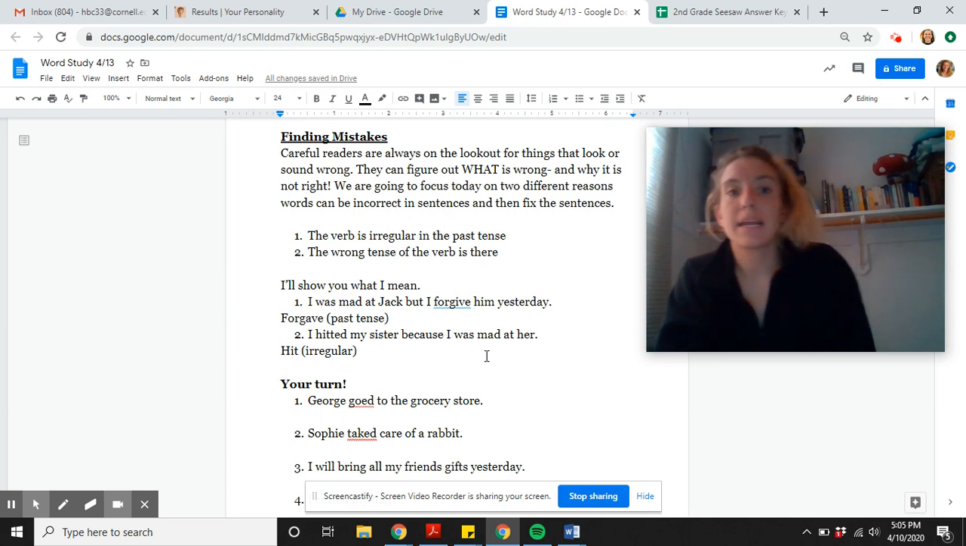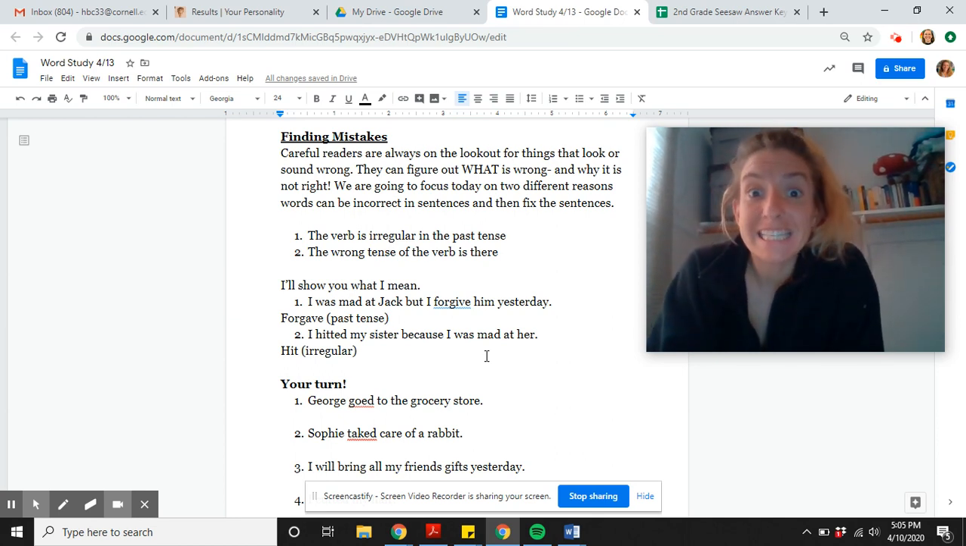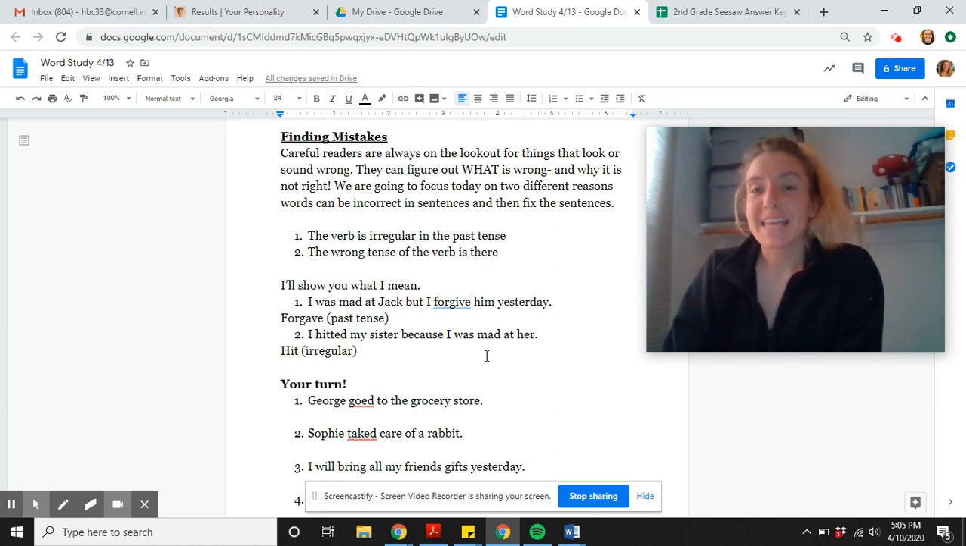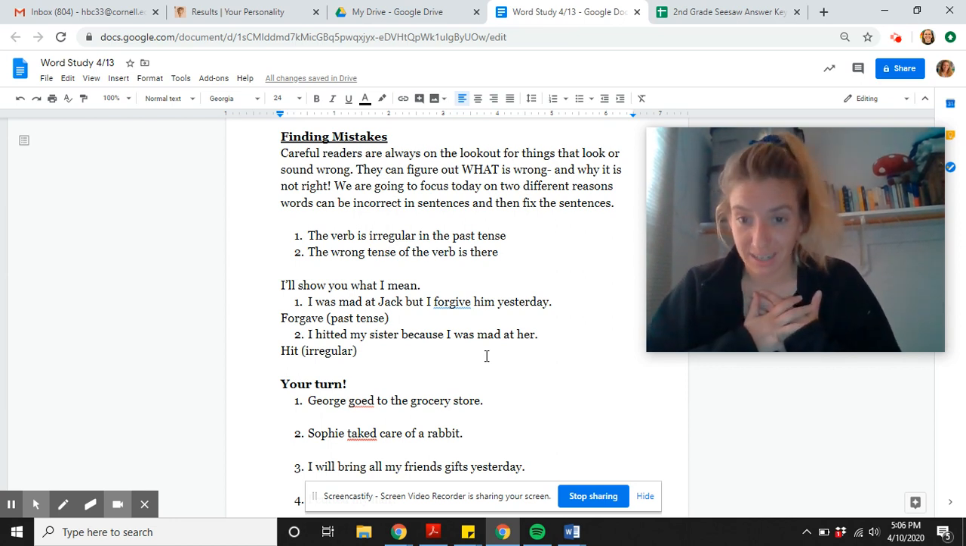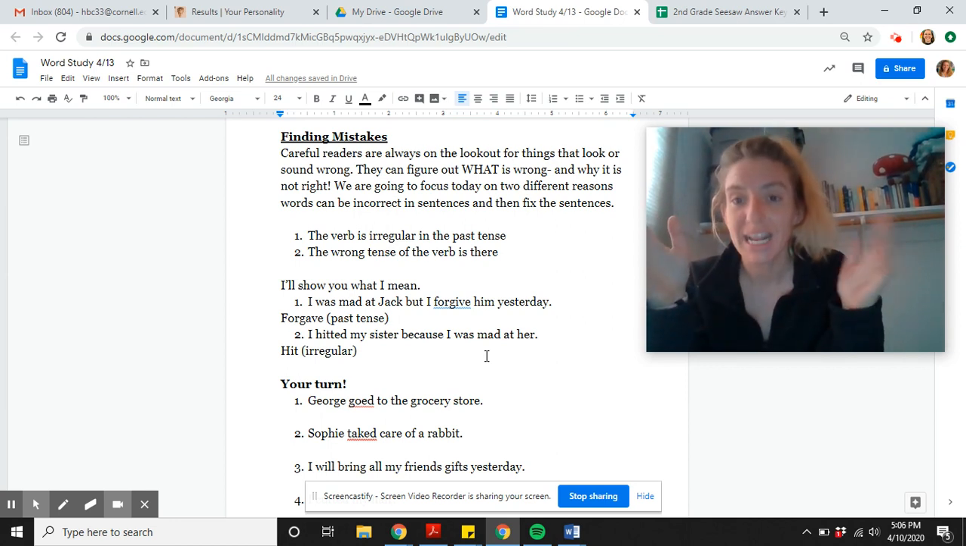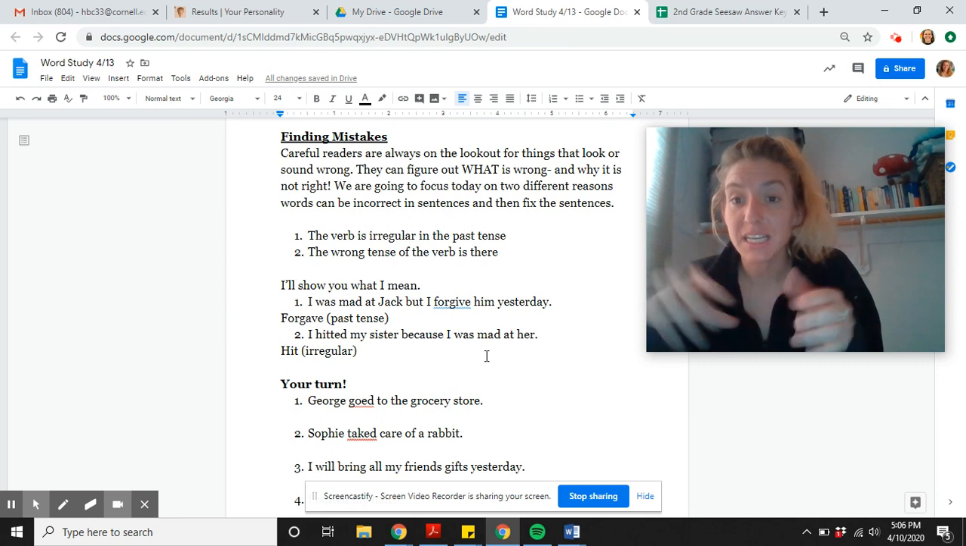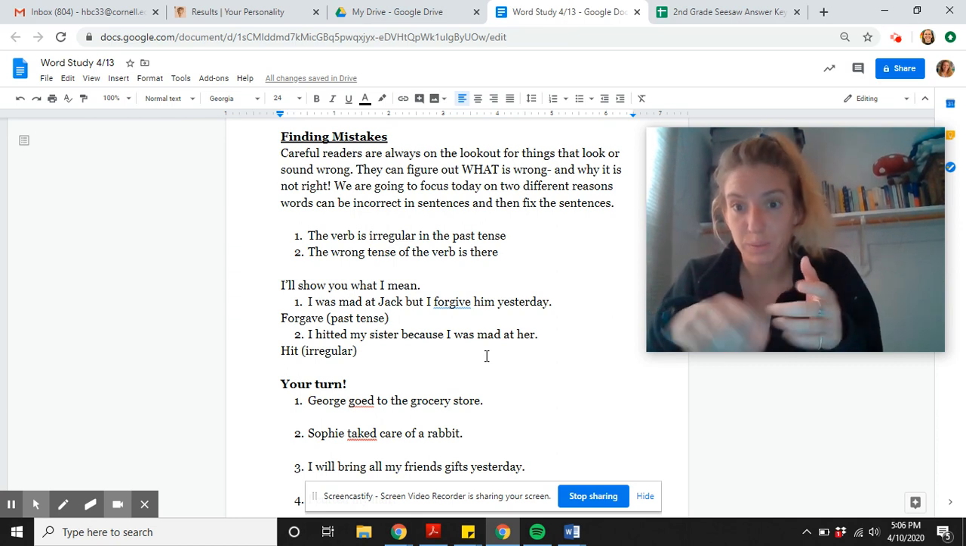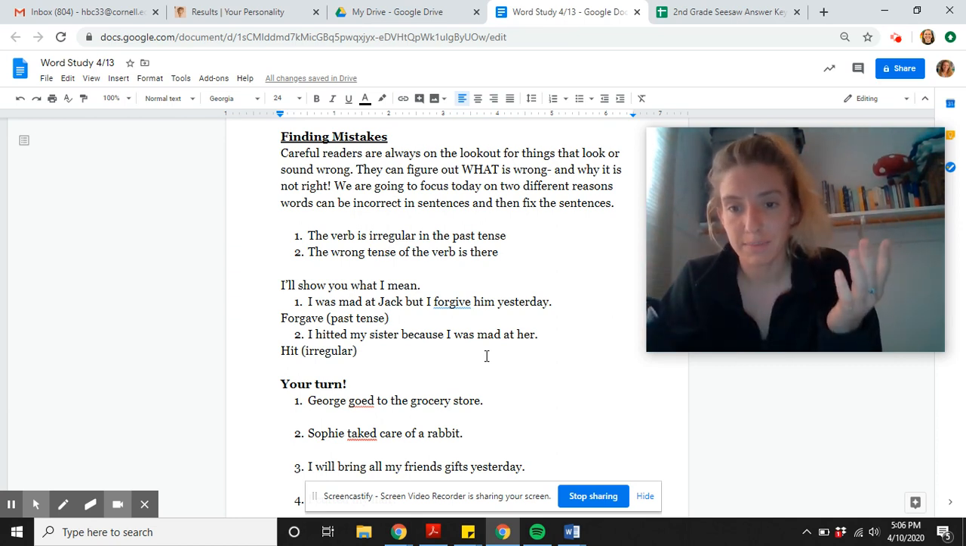All right. Today, our focus is on finding mistakes in sentences. This is a skill that I care a ton about because it is critically important to be able to find grammar mistakes in your work and in other people's work. Because if you're a good editor, you're going to be a good writer.